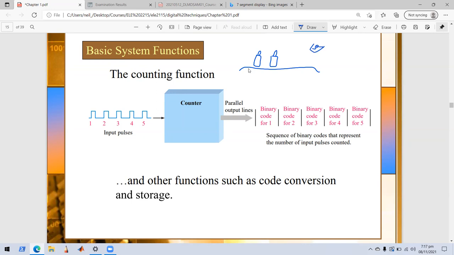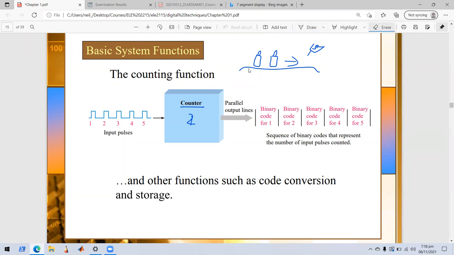Some sort of sensor that senses the number of bottles that pass. Every time a bottle passes, it would send a pulse. So a counter would essentially just be sitting here and it would count the pulse. It would be like one pulse. Then the second pulse comes in, okay, two, the number is two now, and it would keep moving on, right?